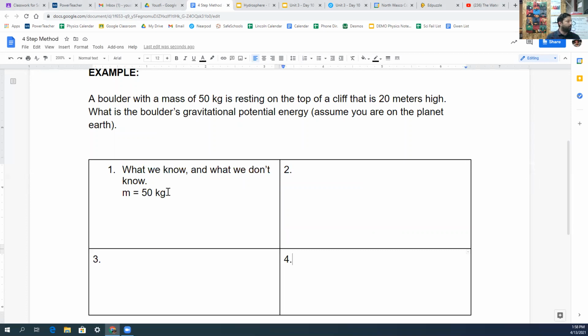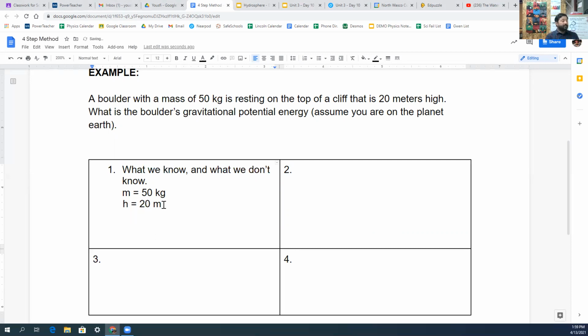What else do we know? We also know that the boulder is resting 20 meters above the ground. So we have a height, right? So our height above the ground is going to be equal to 20 meters. Okay, and again, if you want to make that lowercase, you can.